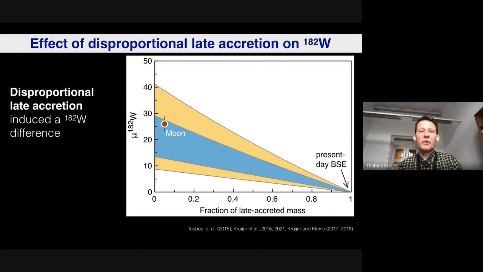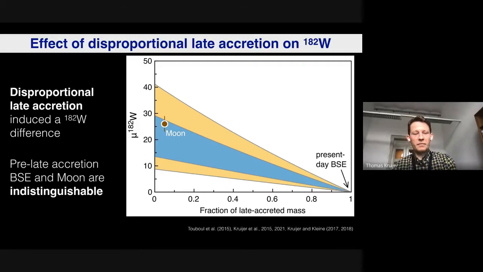And what you then end up with is a significant positive anomaly for the pre-late accretion bulk silicate Earth. And this composition overlaps with the value of the Moon, also when late accretion is taken into account. So this proportional late accretion can fully account for the small excess in 182 tungsten in the Moon. And this means that the pre-late accretion bulk silicate Earth and Moon are indistinguishable.